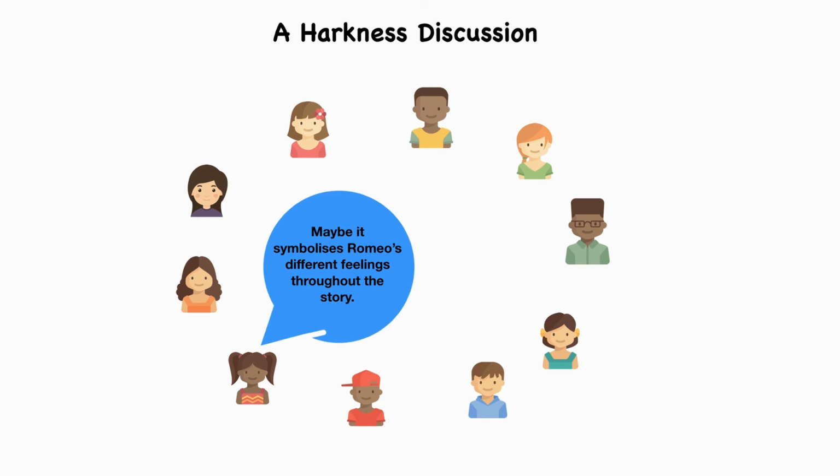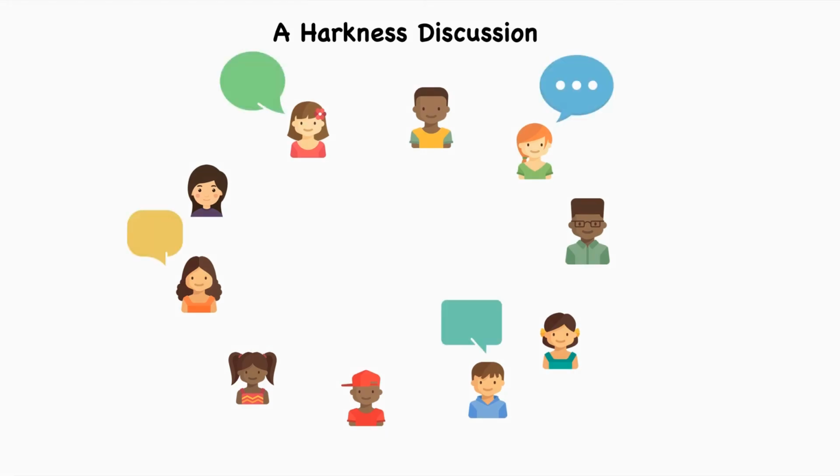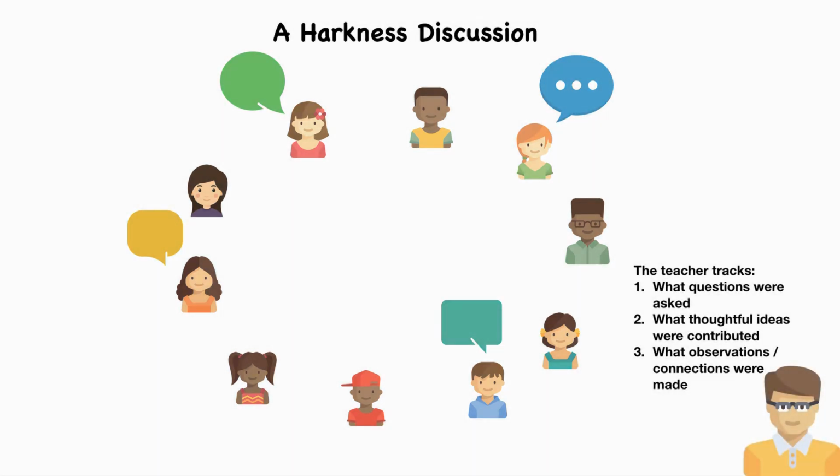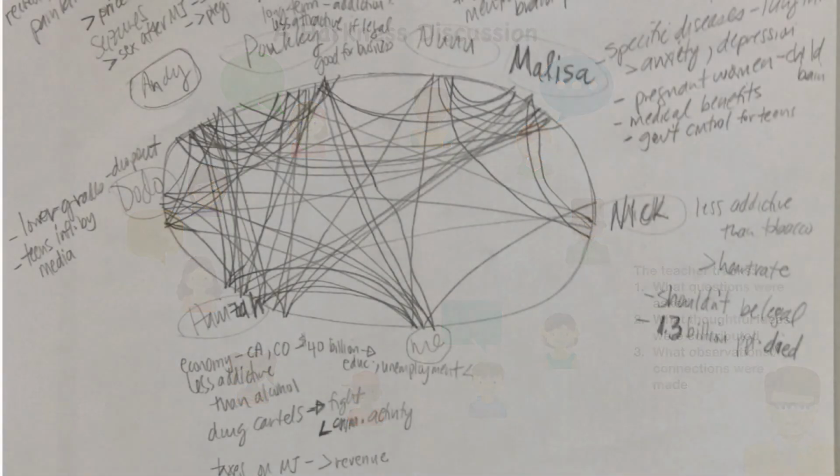Let them share ideas, form connections, refer back to the text, and respectfully challenge ideas. What's our role? We've already done a lot of the work by selecting the text, the video, or the shared experience. We usually sit outside the circle and track the conversation like this.